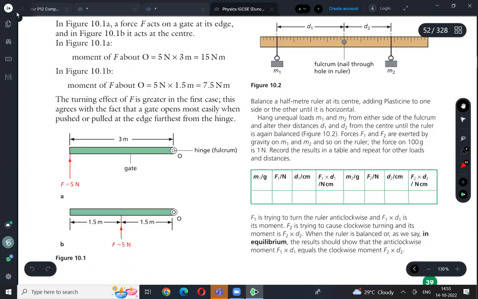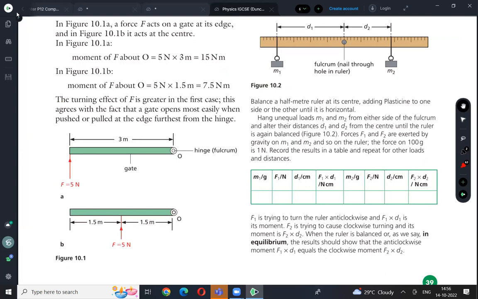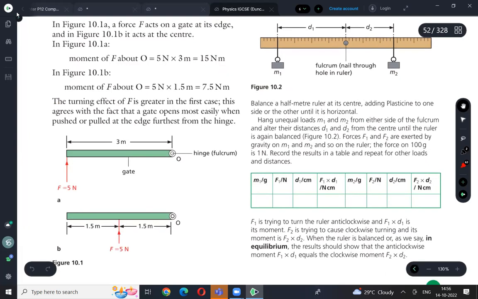You can write it like this. Give the figure A and figure B name, and then you can write like this only. See, moment of F about O, 5 Newton into 1.5 meter equals 7.5 Newton meter.